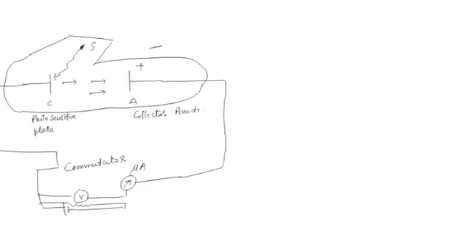So we discussed already, when the electrons are moving, we have photoelectrons and photoelectric current. That is being measured by this microammeter. When A is at negative potential, there will be no current in this ammeter.